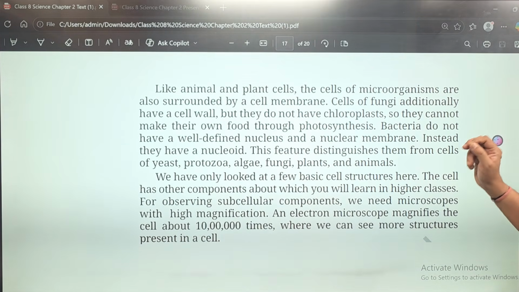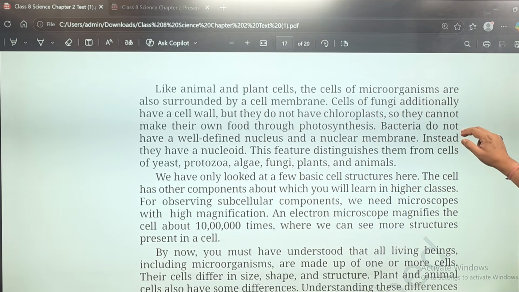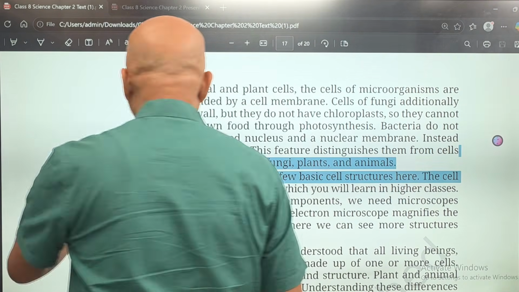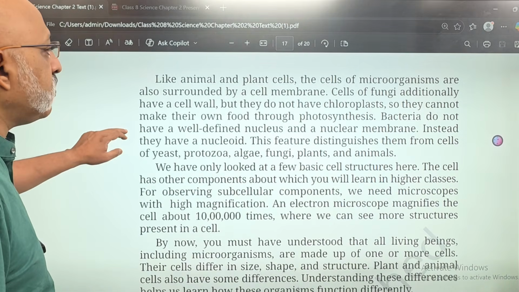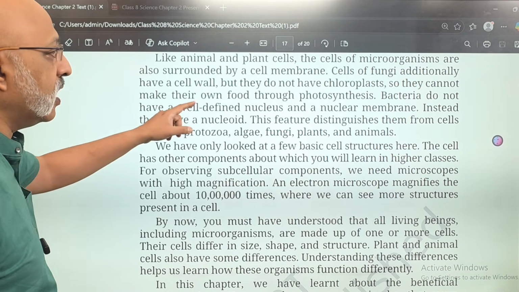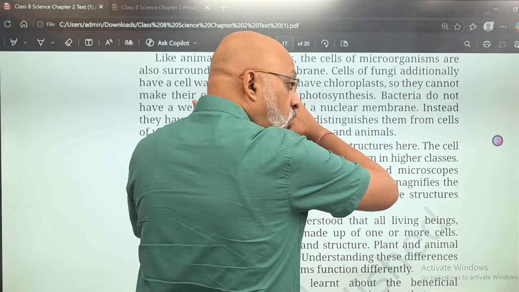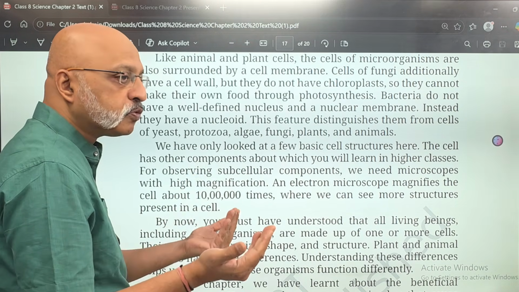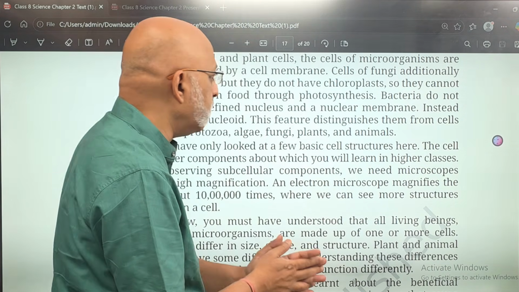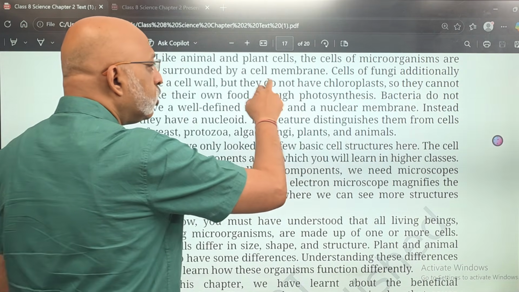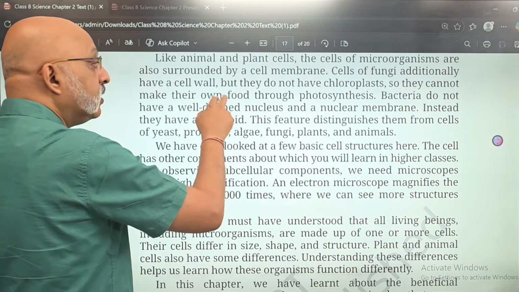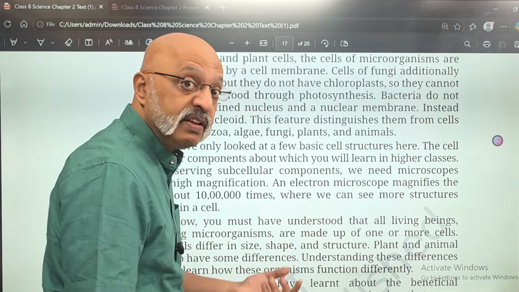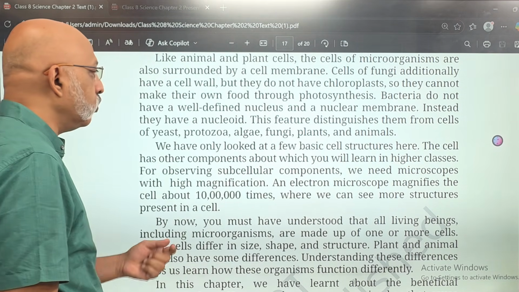Now, like animal and plant cells, the cells of microorganisms are also surrounded by a cell membrane, which we studied in the first part of this chapter. Cells of fungus additionally have a cell wall. So fungus has a cell wall in addition to a cell membrane. Okay, otherwise most microorganisms definitely have a cell membrane, but they do not have chloroplast, so they cannot make their own food through photosynthesis. Okay, so it's not something like leaves, you cannot manufacture your own food.